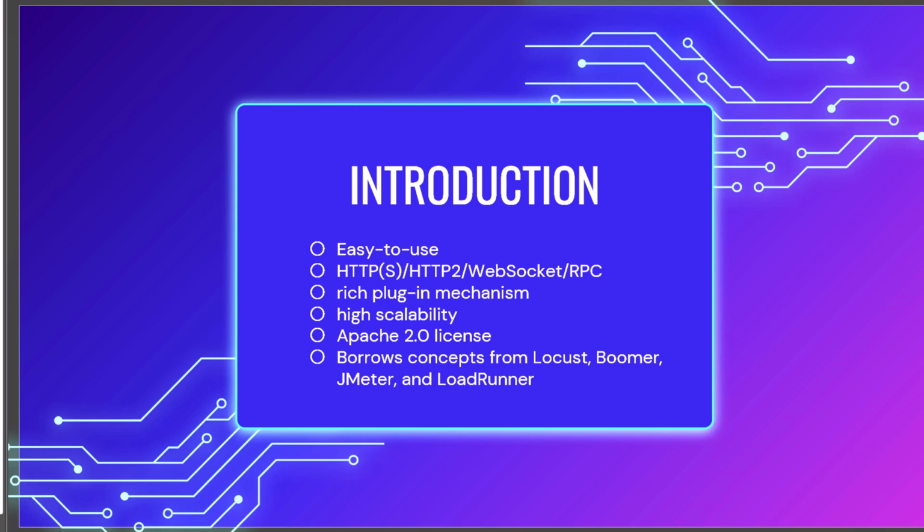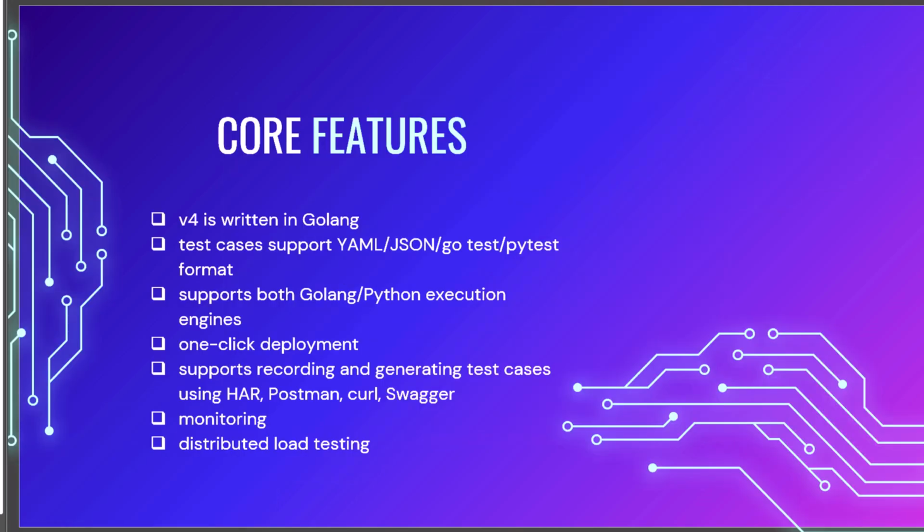And it borrows several concepts from very well-known tools like Locust, Boomer, JMeter, and LoadRunner. We are going to see those features in a demo in a moment. And it is written in Golang. So there are multiple versions, but the V4 version of HttpRunner is written in Golang, and it supports the test case concept. Basically, you can write your test case either in configuration files such as YAML or JSON, or you can write it by hand using a GoTest or PyTest format.